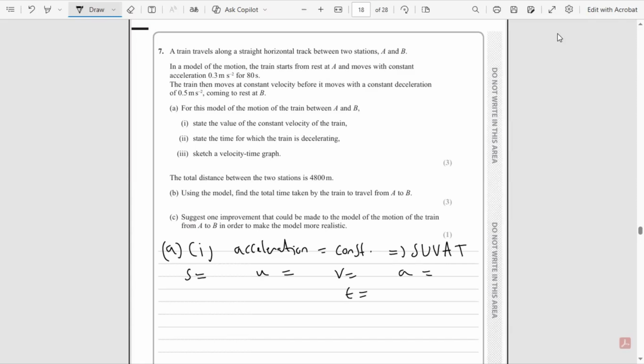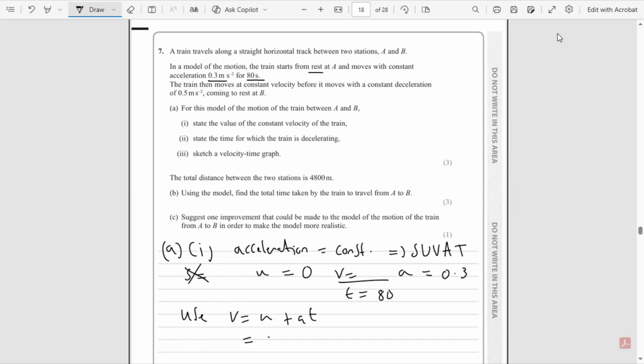The distance traveled in this first stage of the journey, when we're accelerating at 0.3 meters per second squared for 80 seconds, we don't know. We know the acceleration is 0.3, the time is 80 seconds, and the train is starting from rest, so the initial speed is 0. Which equation can we use? We want to find V, that's what we're looking for. We can forget S, so we're going to use V equals U plus AT.